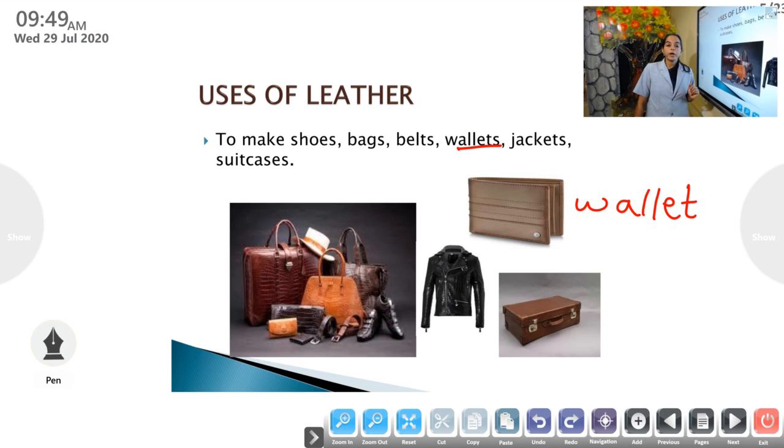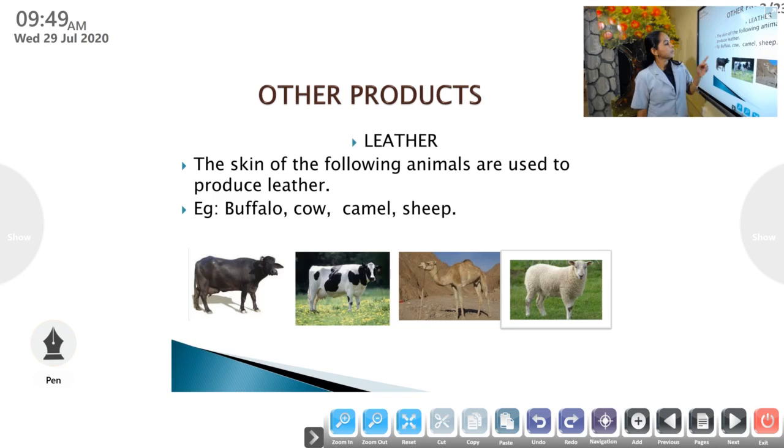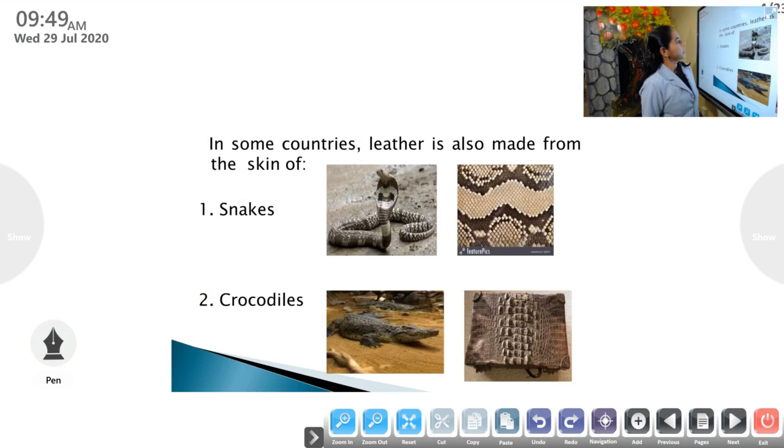You know, these leather products are very costly. Why? Because it is taken from the skin of these animals. And you all might have known that the leather shoes you wear are very costly. So which are the animals leather is taken from? Buffalo, cow, camel, sheep. Then in some countries, it is also taken from the skin of snakes and crocodiles.